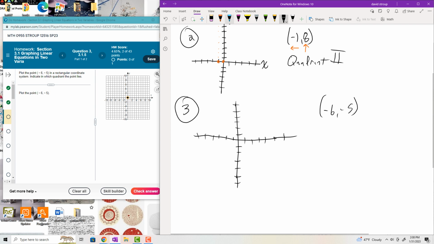So I go to the left by 6, and now I'm going to go down because it's a negative number. So left 1, 2, 3, 4, 5, 6. And then I'm going to go down 1, 2, 3, 4, 5. A little easier with the graph paper, but hopefully you get the idea here. And then it's quadrant 3.